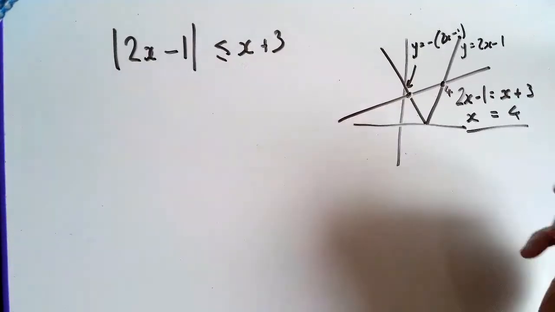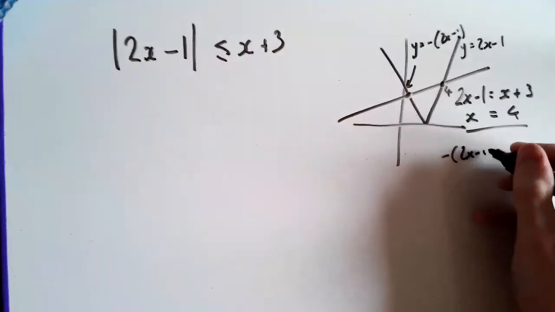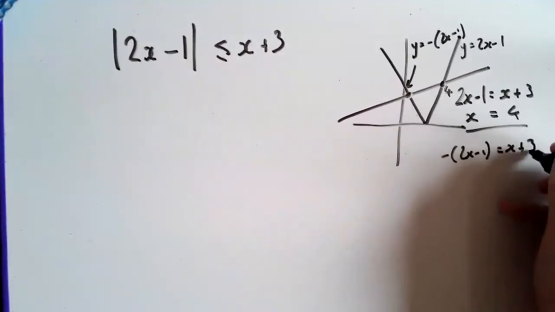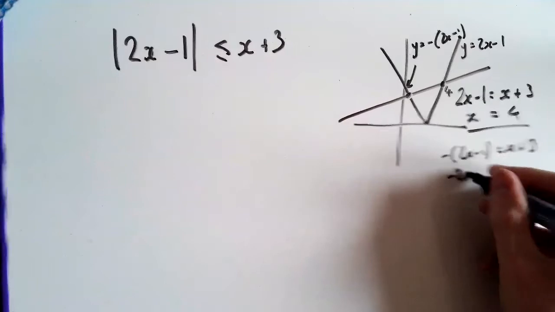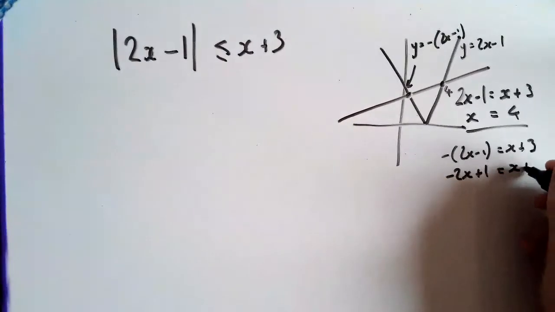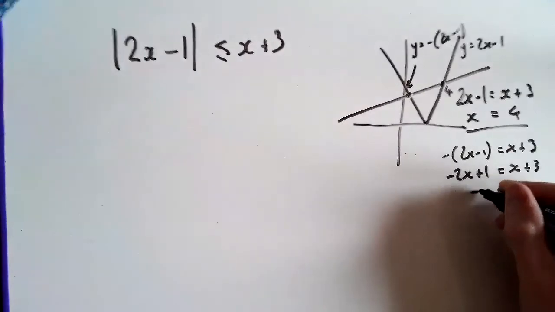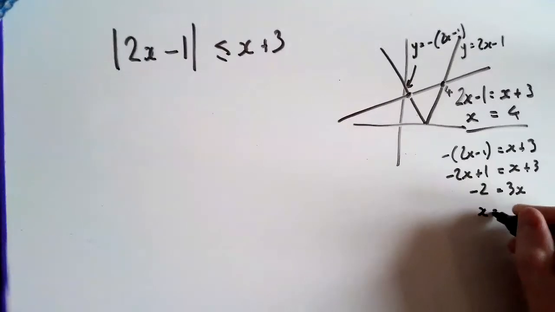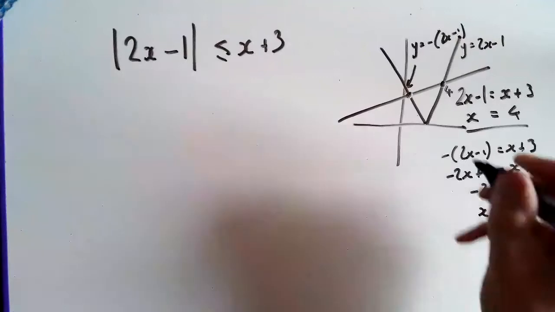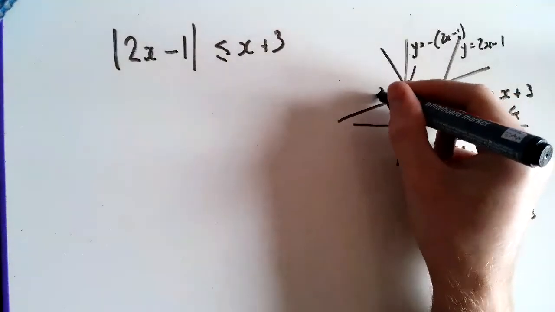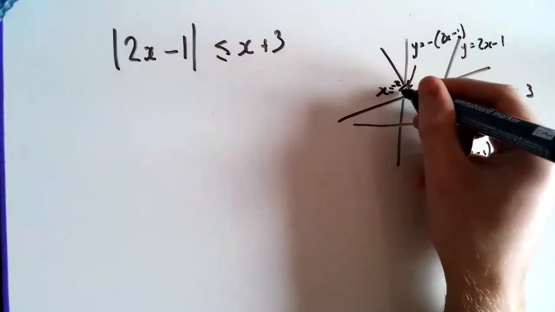And this one here, so minus 2x minus 1 equals x plus 3. So expand the bracket, so minus 2x plus 1 equals x plus 3. So plus 2x to both sides, and take away 3 from both sides, and divide both sides by 3, so minus 2/3. So this one should have been over there, x is minus 2/3.